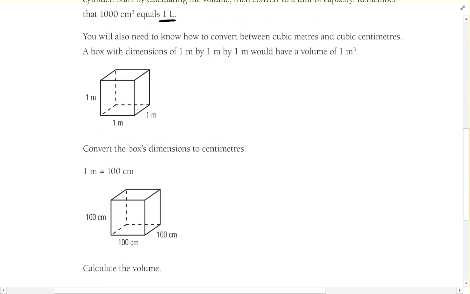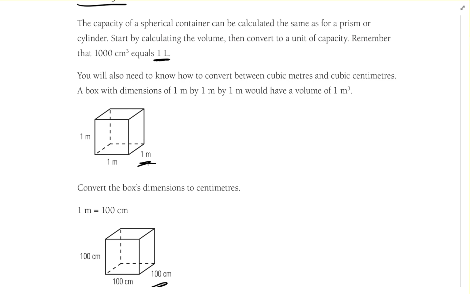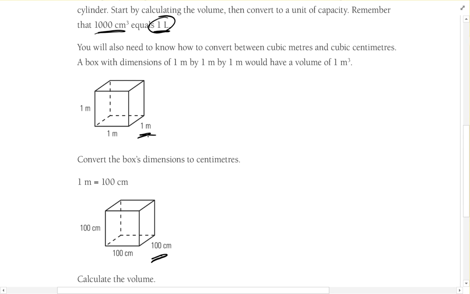So what we need to do is figure out how to change something that's in meters cubed to centimeters cubed. The reason that's important is because we know that 1,000 centimeters cubed is 1 liter. So we might have something like 2 meters cubed, and we'd have to change that volume into centimeters cubed so that we could change it back into liters.